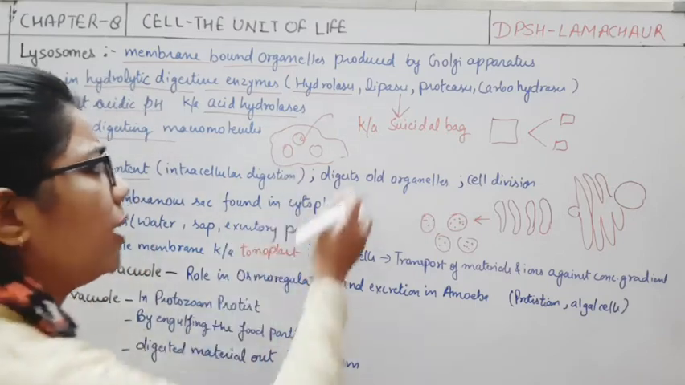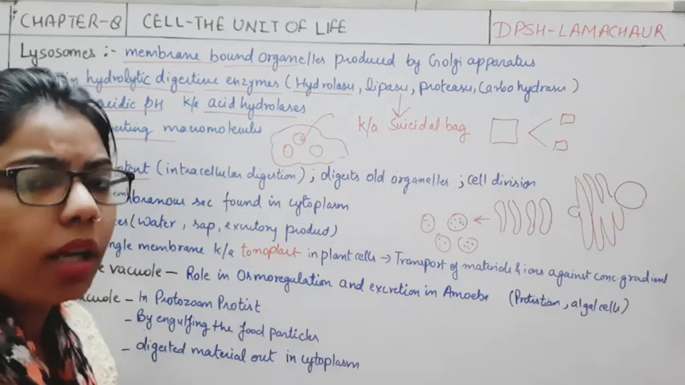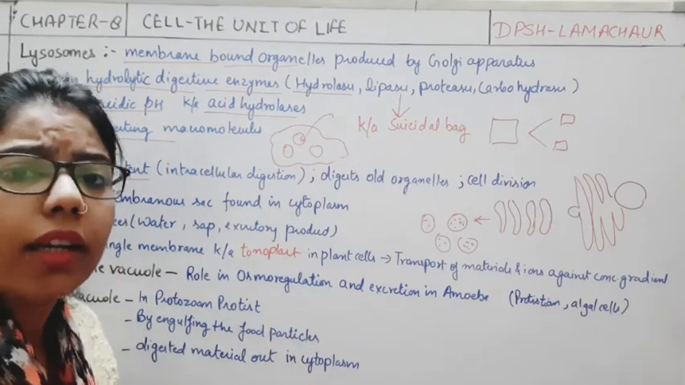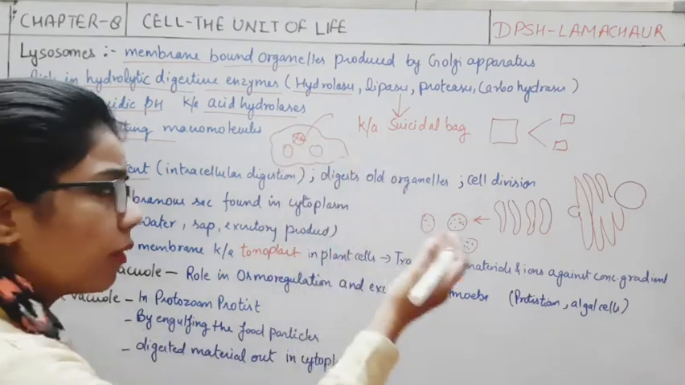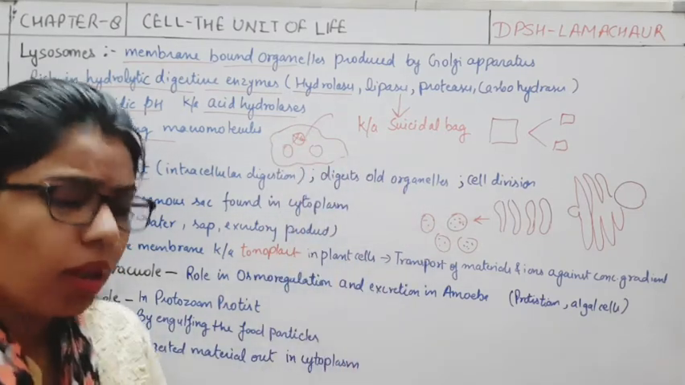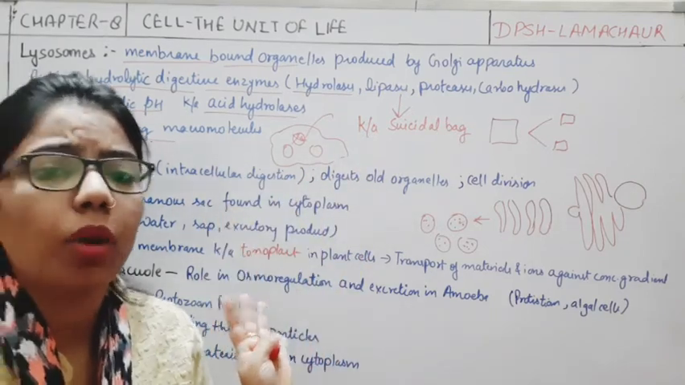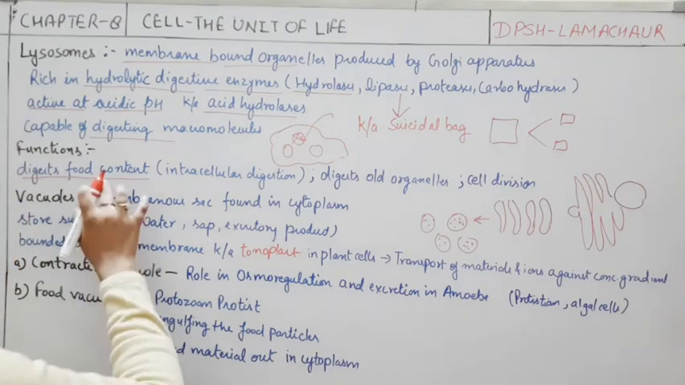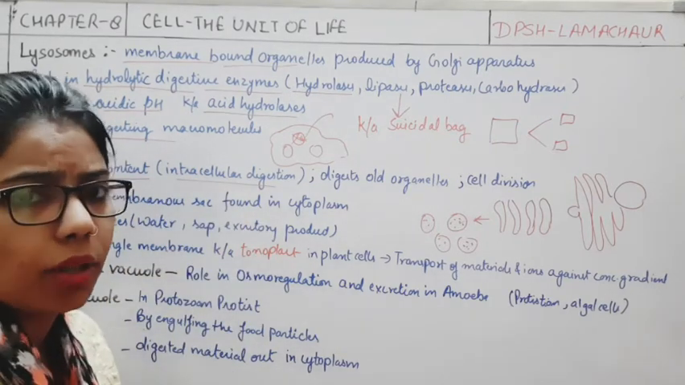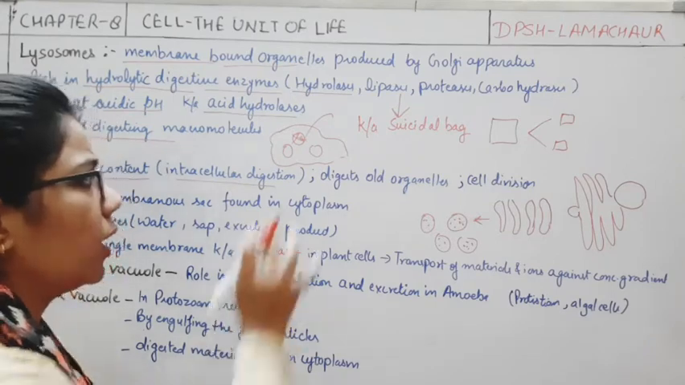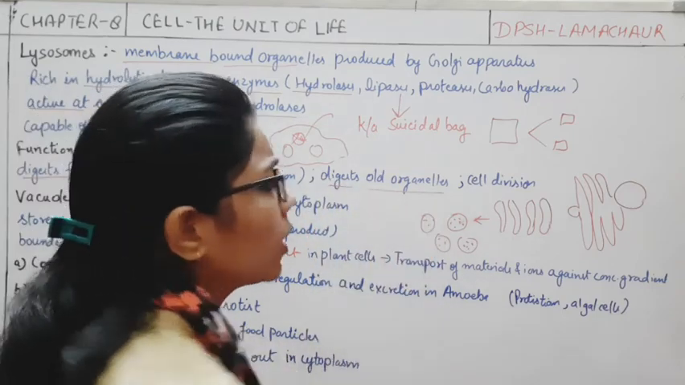In amoeba, if any food enters inside, it will start releasing some enzymes. These enzymes will break down this food into simpler forms, and it will be helpful for the organism to metabolize it properly. So we can say that it will digest the food. And what type of digestion is it? Intracellular. It means that inside the cell only it will digest it. Then it digests the old organelles also.